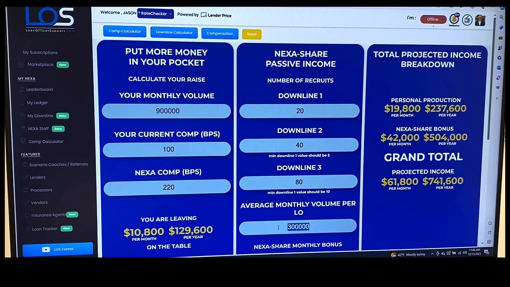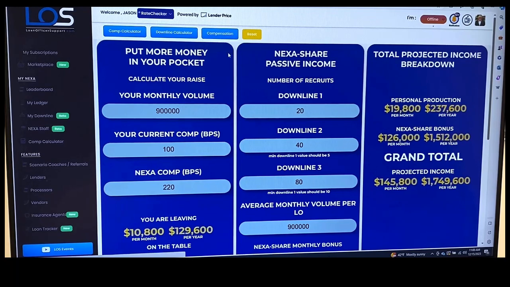And let's go with the same average loan amount, $900,000 on average monthly volume for a loan officer. That's $126,000 per month or $1.5 million per year. You're making way more money on your downline than on your own personal production in this case scenario. Now, remember, if you get 20 loan officers in your downline that are all doing one loan, your comp now goes up to 275 basis points. Look at that. That increased dramatically right there when that happened. So that is a huge piece of the puzzle here that you need to look at.